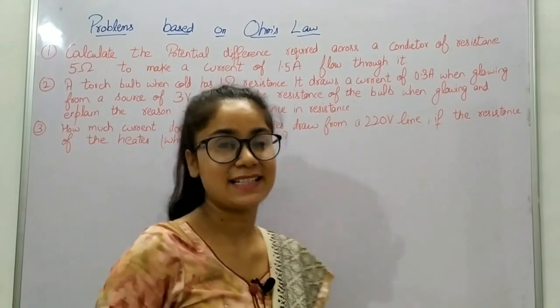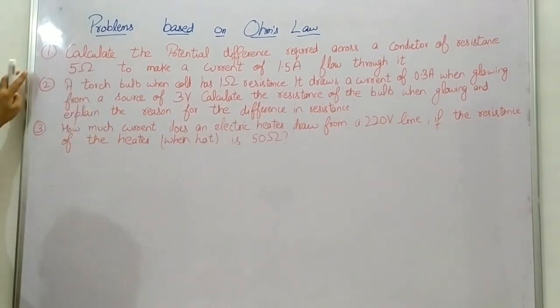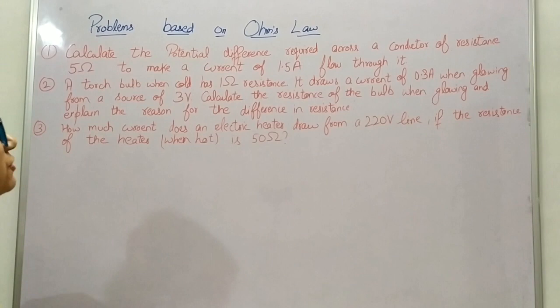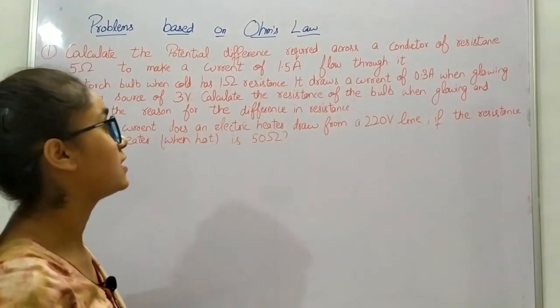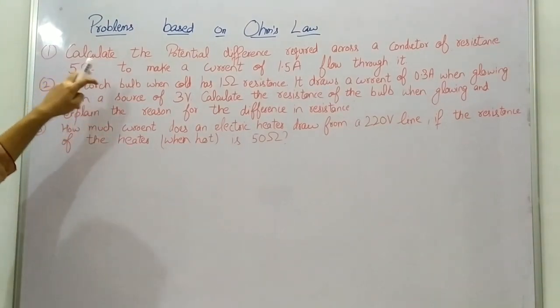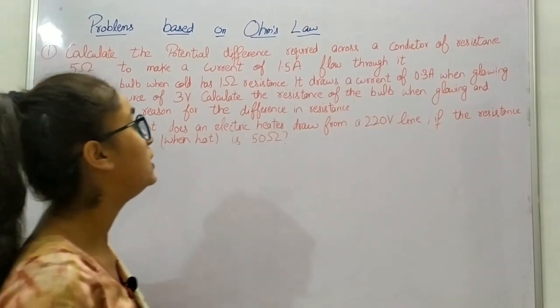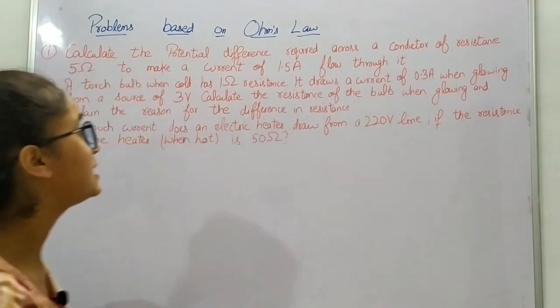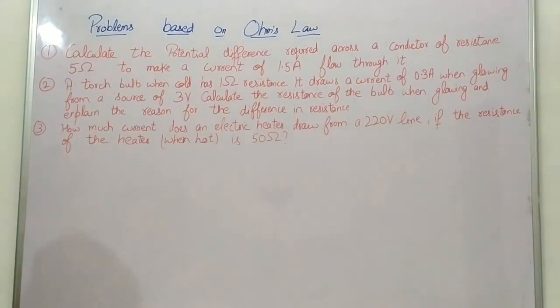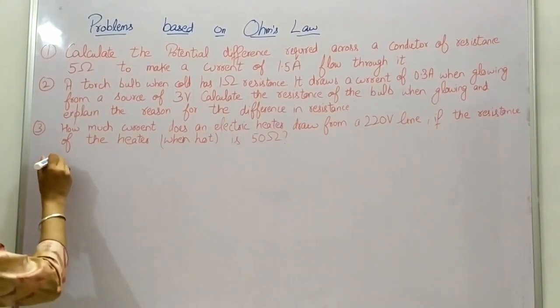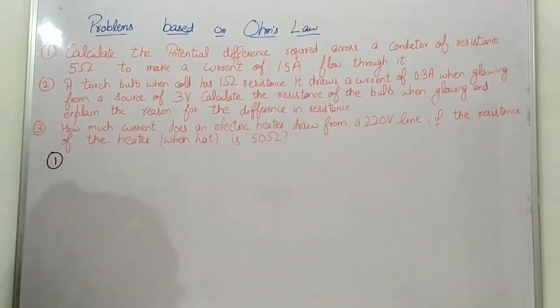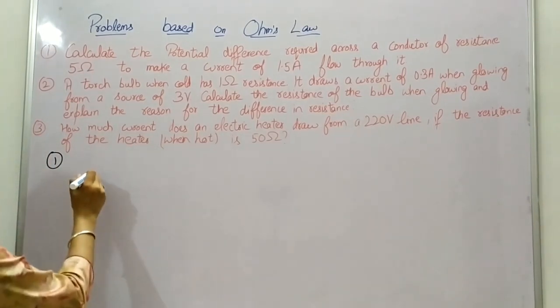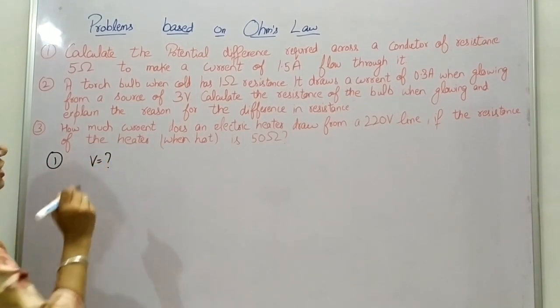So let's get started. We're going to start with the first problem, in which they have asked: calculate the potential difference required across a conductor of resistance 5 ohms to make a current of 1.5 ampere flow through it. That means they have asked us to find the potential difference. Potential difference is measured in volts and its symbol is also V.